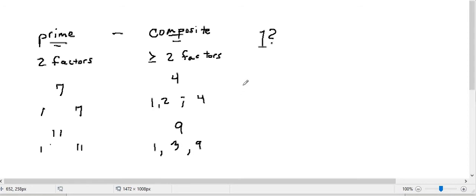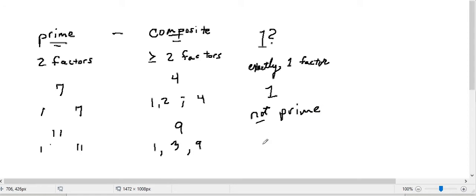What do I do with 1? 1 is a special number that is not prime because it does not have more than two factors, exactly one factor, and that's itself. So not prime. You start your prime number list at, well, what's the lowest prime number? 2. Just 1 and itself. Another, 3. And so on.